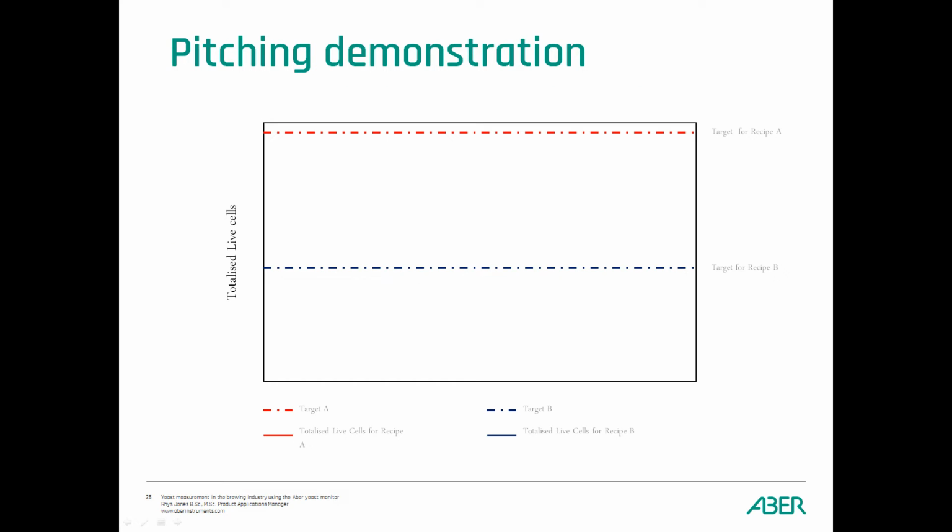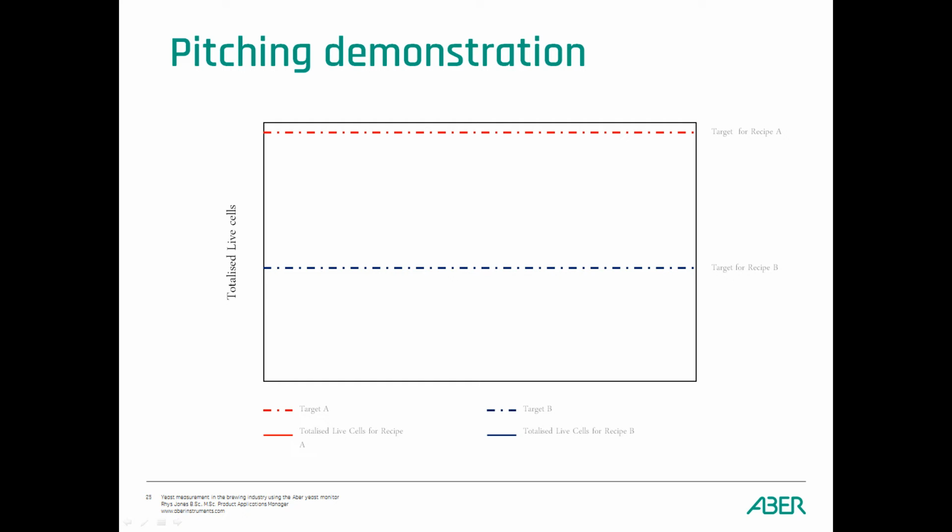Here we will demonstrate what the user can expect to see during a pitch from within the PLC. On the y-axis, we have our totalized live cells, and on the x-axis, we have time. The broken red and blue lines represent the target total live cell count for two different recipes preset within the PLC.